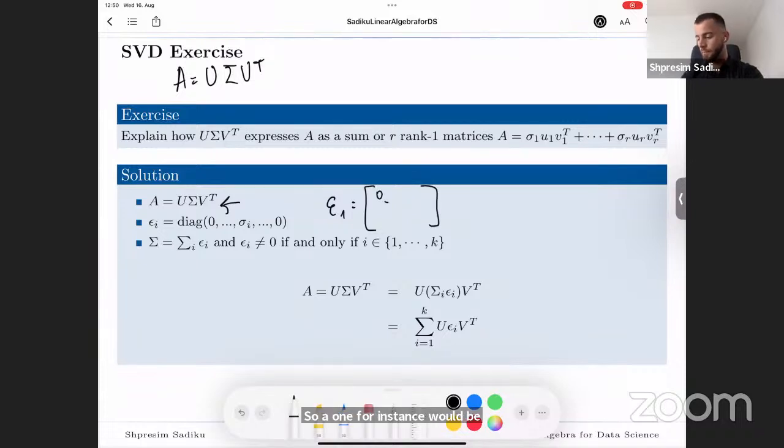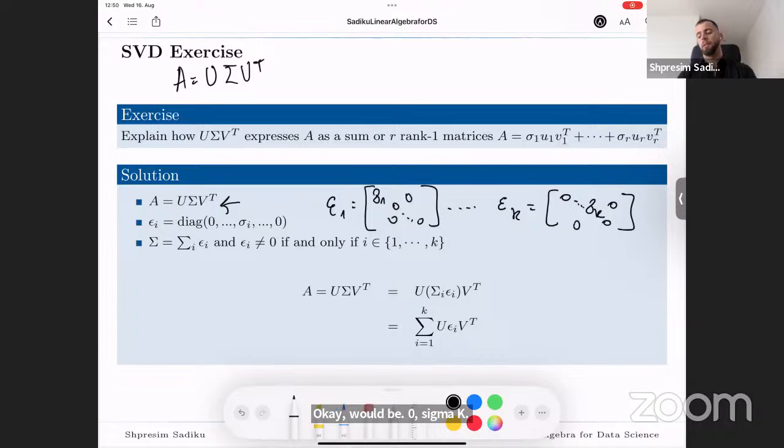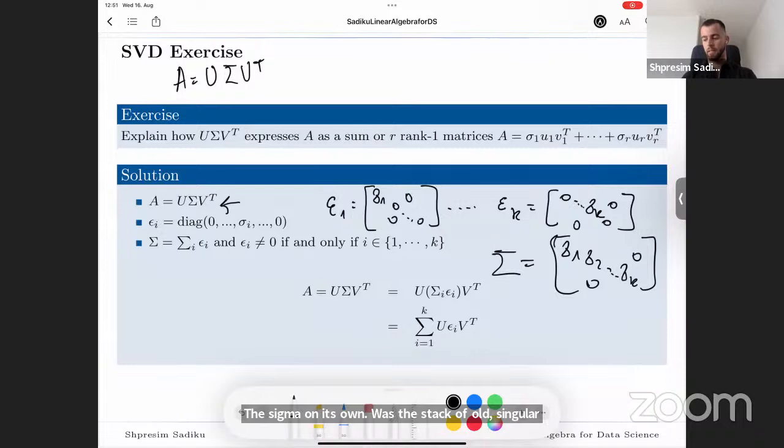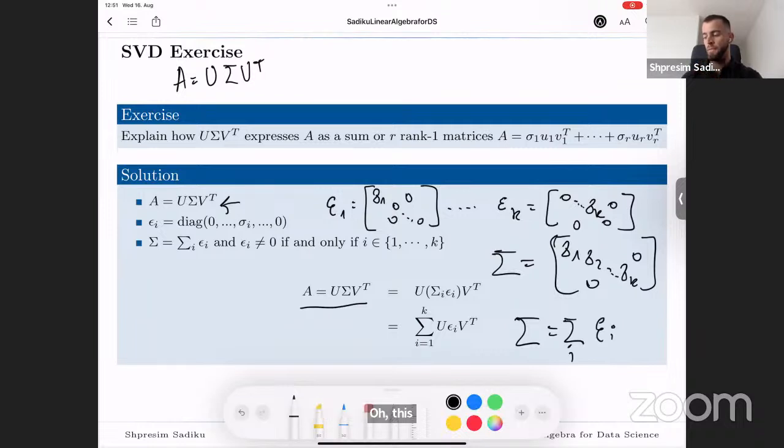sigma 1, and everything else is 0. And sigma k would be 0, sigma k, 0, 0, 0. All right, so then, as we see, the sigma on its own was the stack of all the singular values by stacking them diagonally. So then we just write again the expression for A as U sigma V transposed. We can note that this sigma is actually the sum of these small sigmas. So we just substitute this expression here.